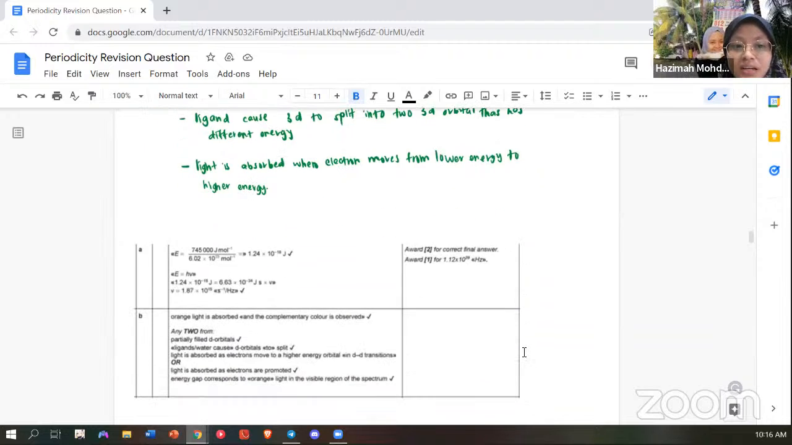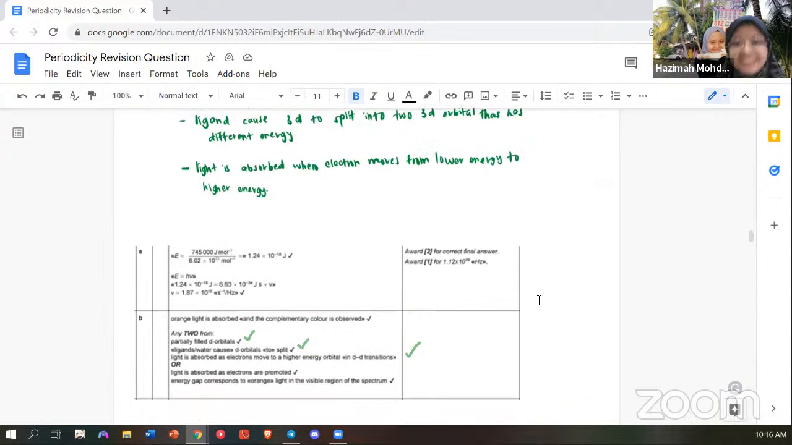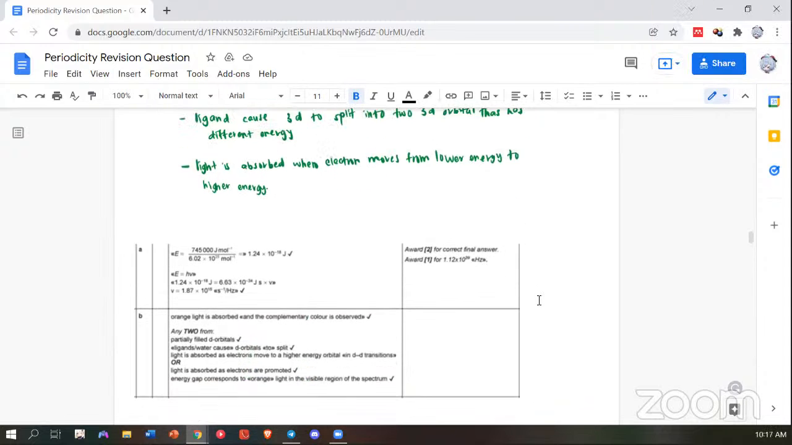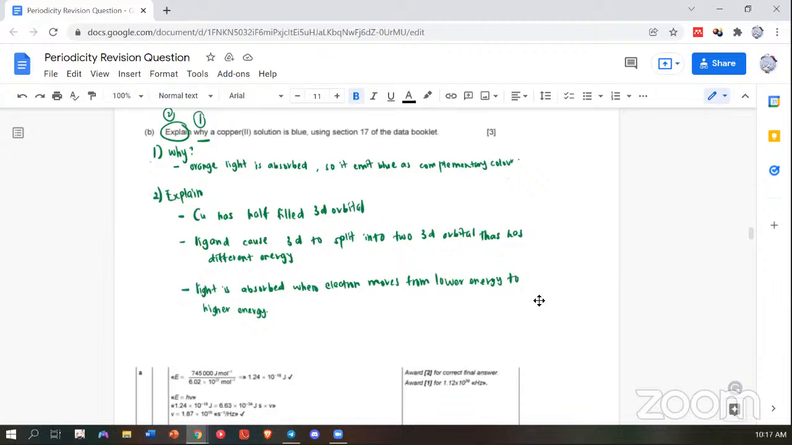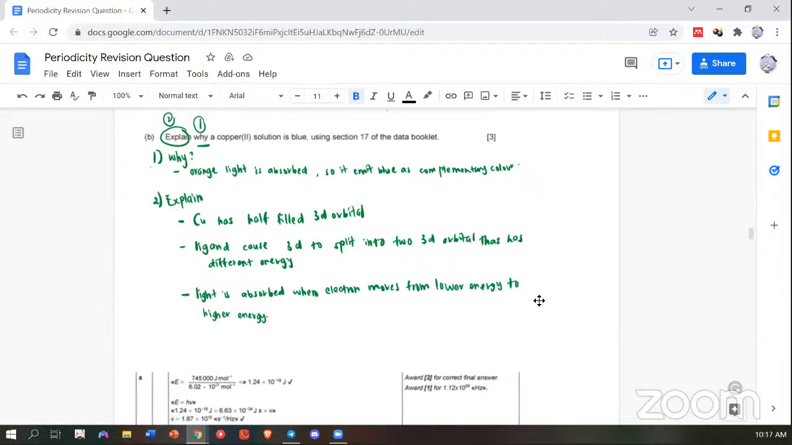Mark scheme pun dia cakap yang okay, yang ni kena explain. Lepas tu yang ni pun kena explain. Kemudian yang ni pun kena explain. Okay, faham dah dapat 3 markah. Right, maknanya we're not expected untuk mention lah yang the light absorb is from 585 to 647 nanometer.